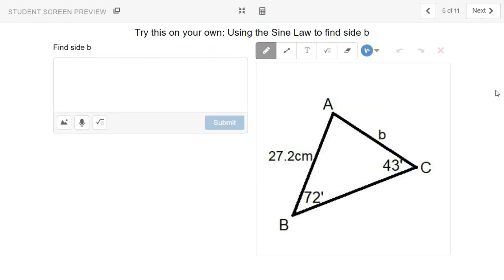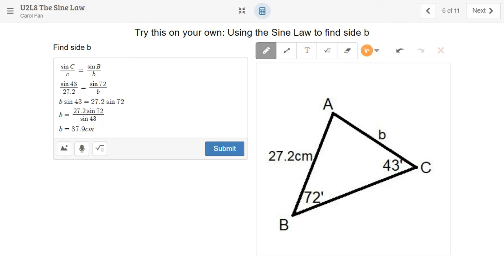Okay, using the sine law, I want you to try to find side B. Pause the video and work on solving this. Here's the solution to the question that you were trying.